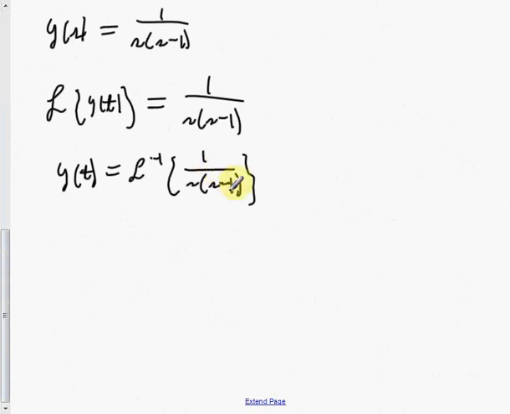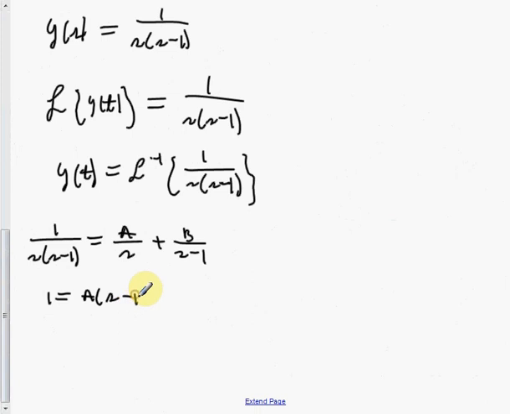We use partial fractions to break this down. So this is 1 over s times s minus 1 is equal to a over s plus b over s minus 1. Multiply both sides by the LCD. I get 1 is equal to a times s minus 1 plus b times s.